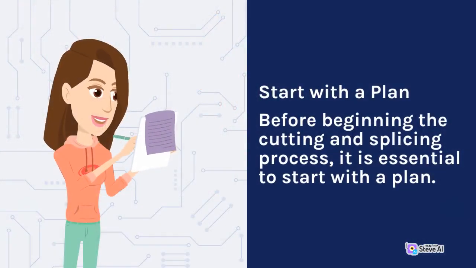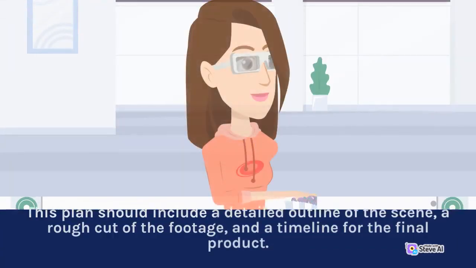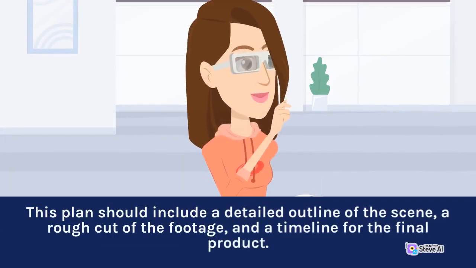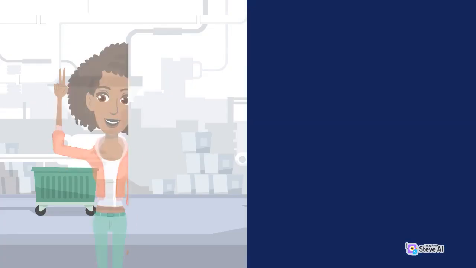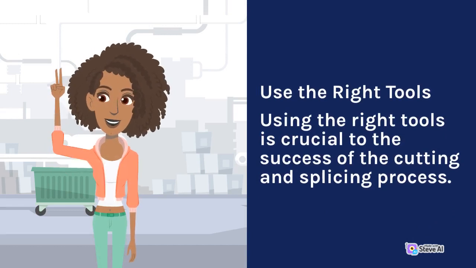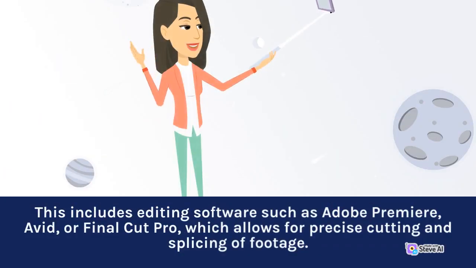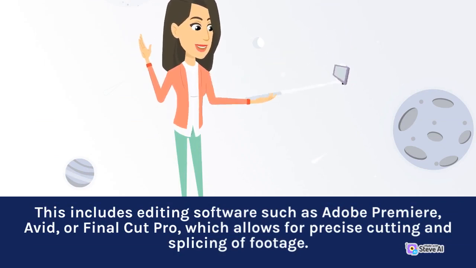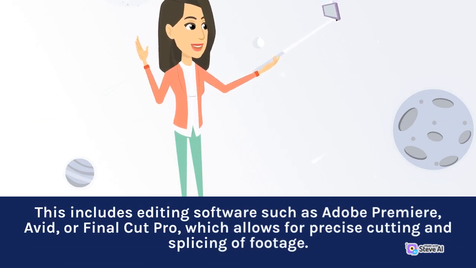Start with a plan. Before beginning the cutting and splicing process, it is essential to start with a plan. This plan should include a detailed outline of the scene, a rough cut of the footage, and a timeline for the final product. Use the right tools. Using the right tools is crucial to the success of the cutting and splicing process. This includes editing software such as Adobe Premiere, Avid, or Final Cut Pro, which allows for precise cutting and splicing of footage.